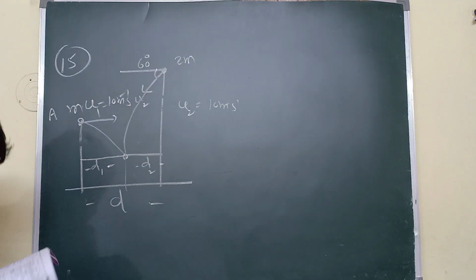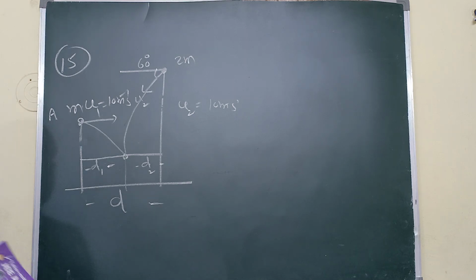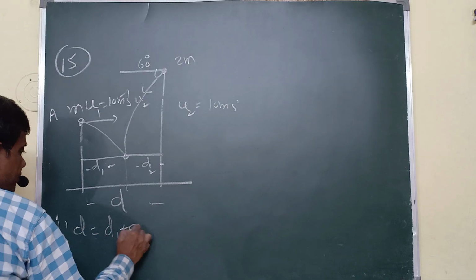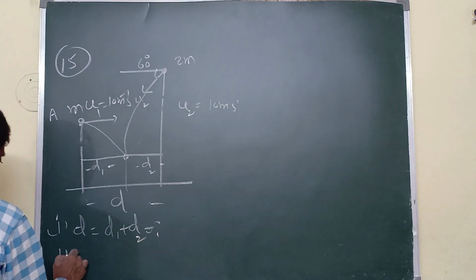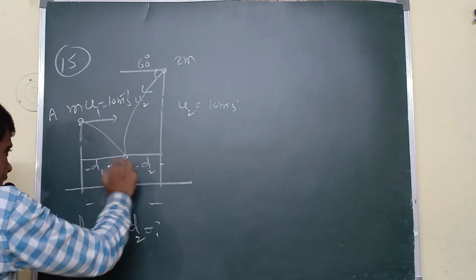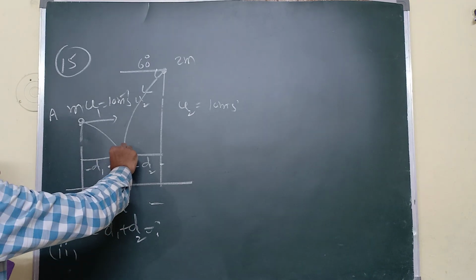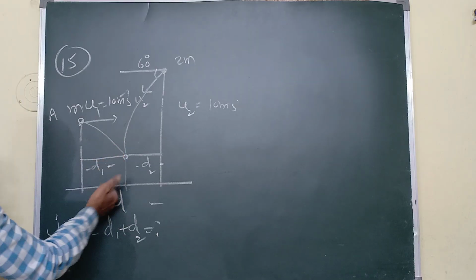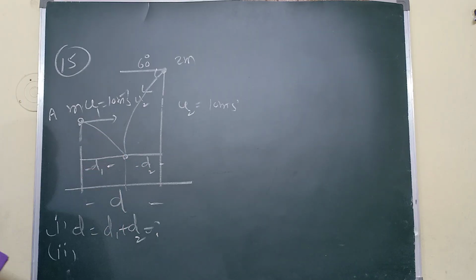Two questions are given. The first question: the distance between the towers, which is d1 plus d2. The second question: find the position where the objects hit the ground after colliding. If it is falling freely, then only d1 plus d2. Otherwise, if it falls here, something different happens. I am assuming it falls like this, and we will think about what happens later.